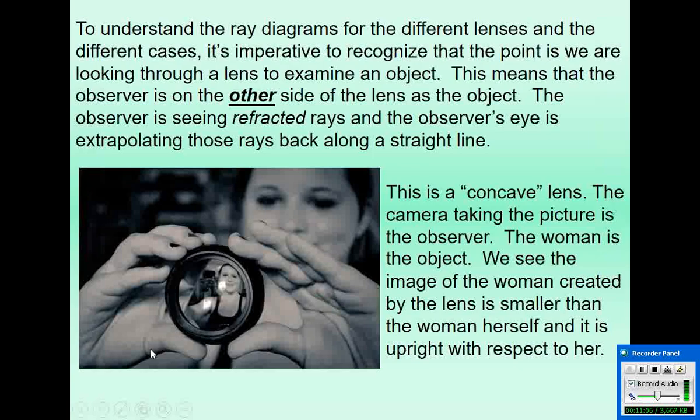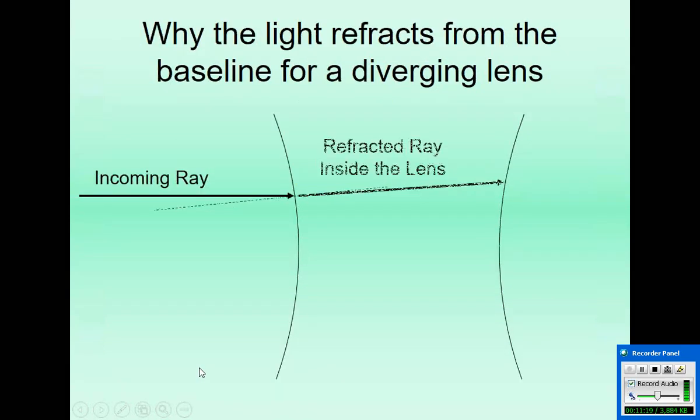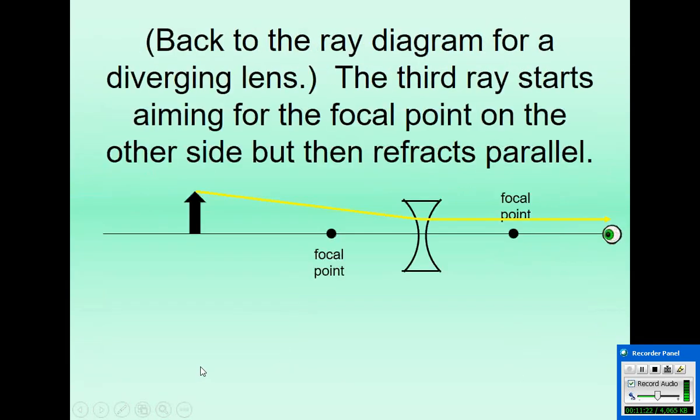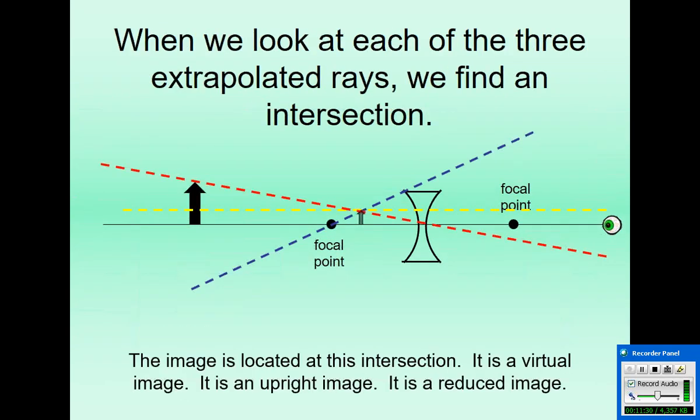Oops, there it is. Take a look at the image of the woman as seen through the lens. It is upright, and it is smaller, and it turns out that it is virtual. So the actual ray diagram is in agreement with the actual lens. The ray diagram is serving as a model. It gives us a good prediction. It gives us a perfectly valid prediction for that matter.